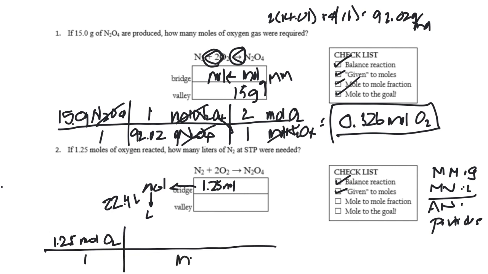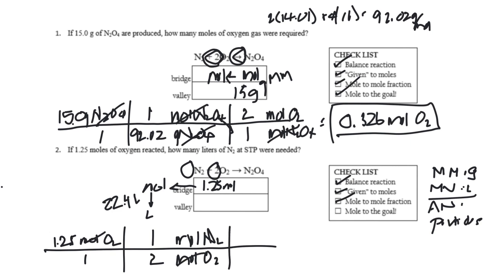Then I'm going to bring moles of oxygen down, and I want to get to moles of nitrogen. Now the numbers that I put in front, I go to my balanced equation. There's a 1 next to nitrogen. There's a 2 next to oxygen. Now I've done my mole to mole fraction. Check. Cancel moles of oxygen.